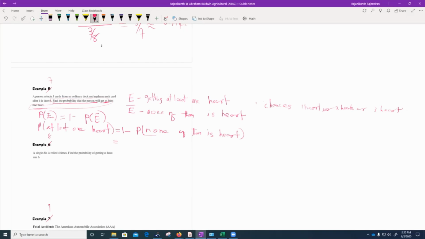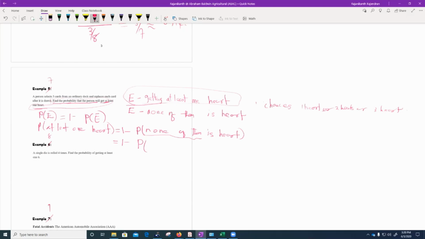Now finding this probability is easy. Why am I changing into the complement? Because finding a straightforward answer is kind of difficult. That's why I'm changing the given problem in terms of the complement. The complement will always make it easier. So now what is the meaning of none of them is heart? That means in all three atoms he is not getting the heart.